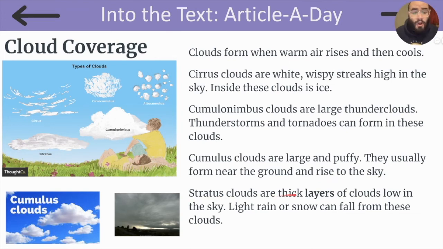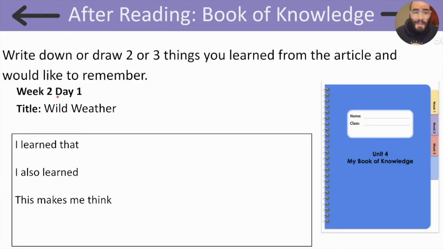Stratus clouds are thick layers of clouds low in the sky. Light rain or snow can fall from these clouds. Here we see the different types of clouds: cumulonimbus clouds, cumulus clouds, and stratus clouds. Now take out your book of knowledge and write down 2 or 3 things you learned from the article and would like to remember. Take a moment to do so now.